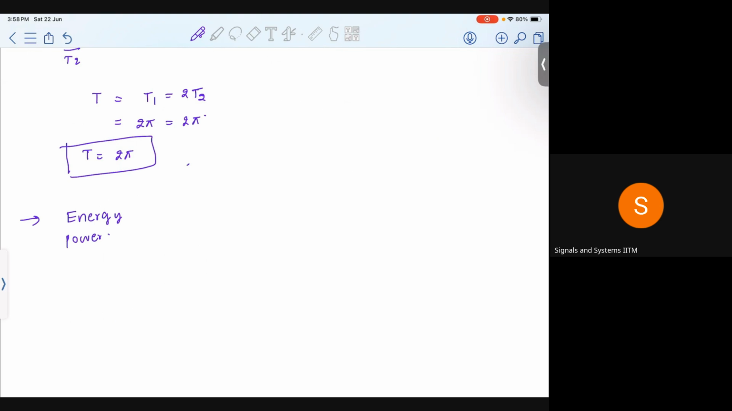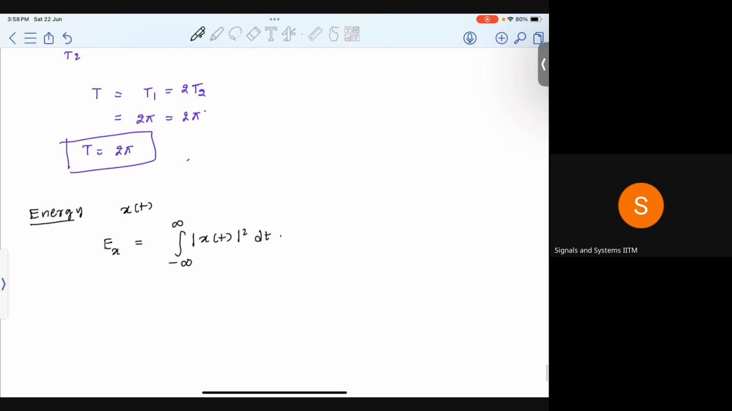Okay, so energy of the signal. Energy of some signal x of t, which I denote by Ex, is defined as the integral from minus infinity to infinity of mod x of t whole square dt. Okay, so this is energy. To calculate energy, you have to know some simple integration technique. That is all it takes to calculate energy and power, nothing else.